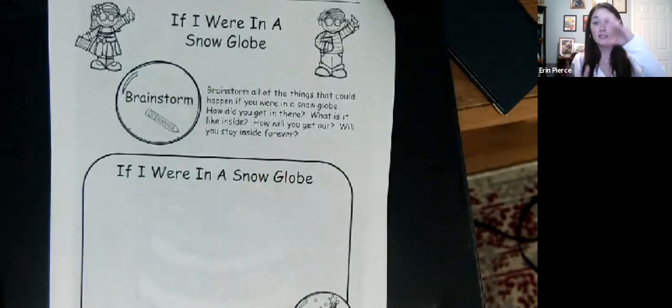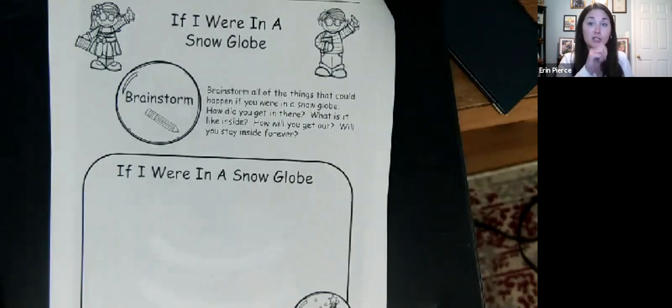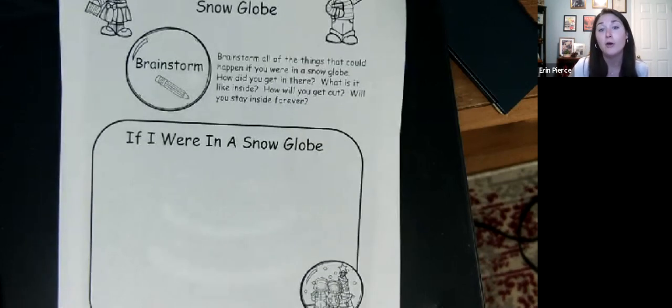So think about a snow globe is small. How would you get inside of that snow globe? Is there some kind of magic spell that was put on you? Did you wish to be inside that snow globe? Did you interact with some kind of person that puts you inside? What is it like inside that snow globe? Is it cold and snowy? Is it actually not cold at all? How will you get out of the snow globe, and will you stay in the snow globe forever?